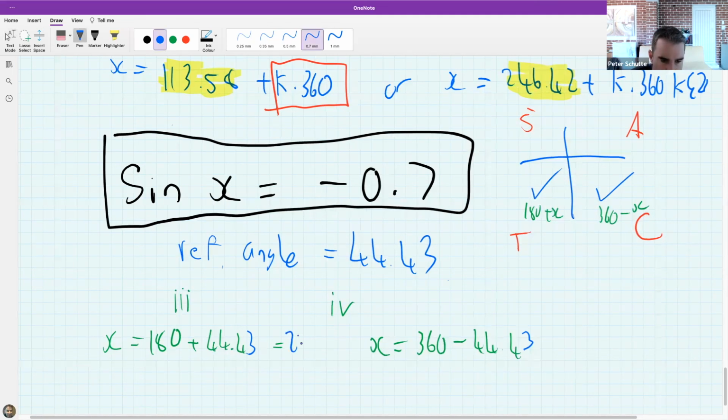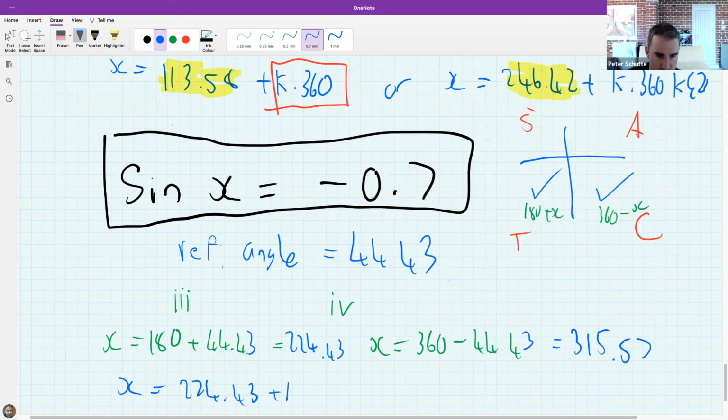So we get 224.43, or this is equal to 360 minus that, which is 315.57, and then my final answers would be for the general solution 315.57.